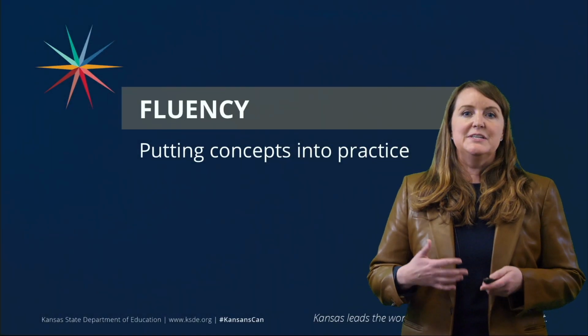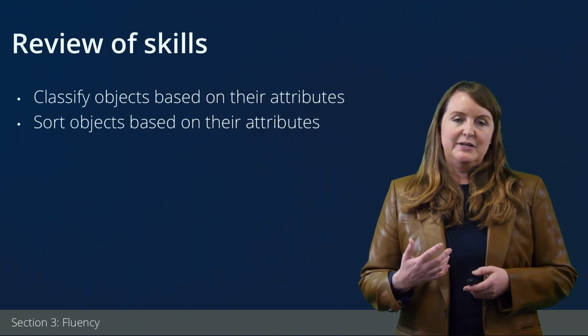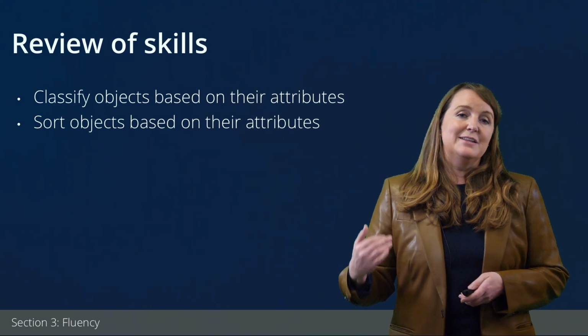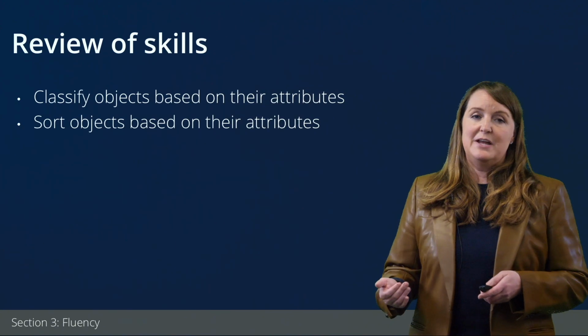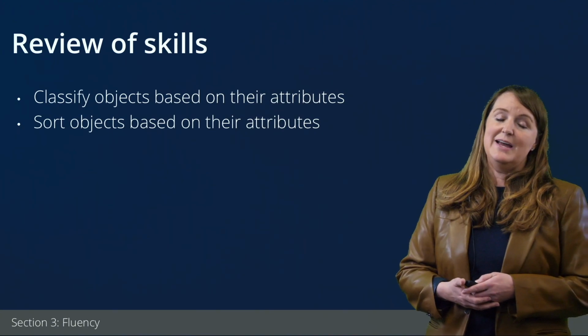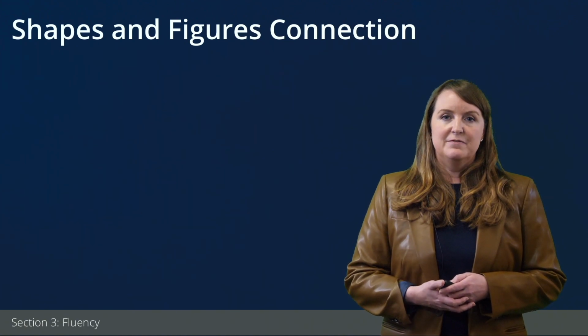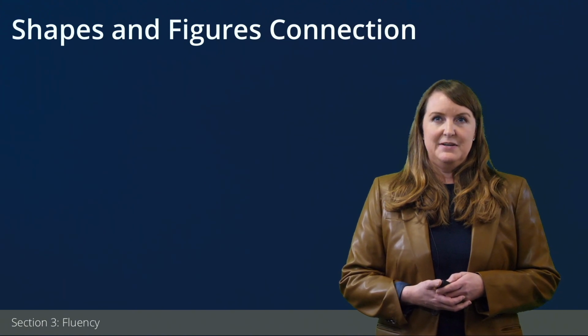Fluency is doing things easily and accurately. So students should be able to classify objects easily, and they should be able to sort objects based on attributes. They should also be able to do that easily and accurately. So let's go ahead and think about a few different fluency activities.